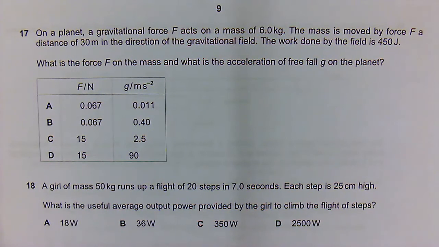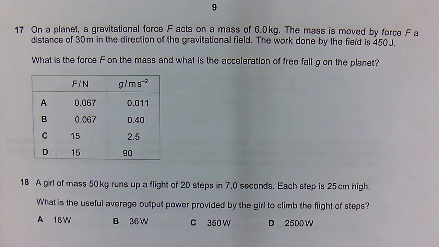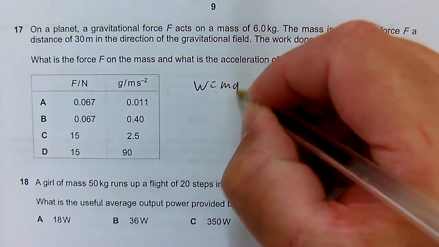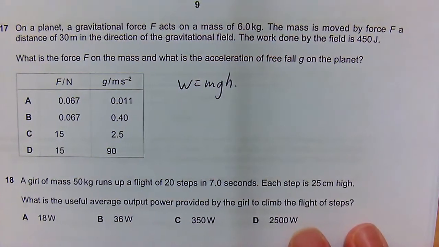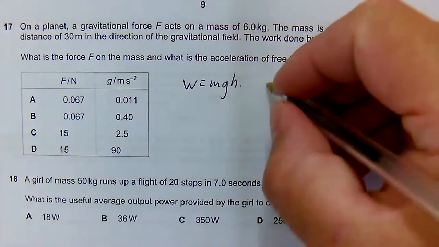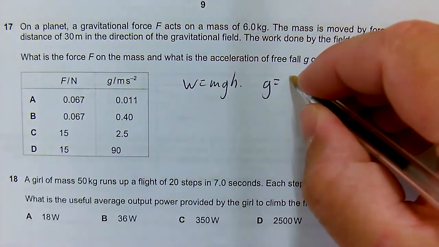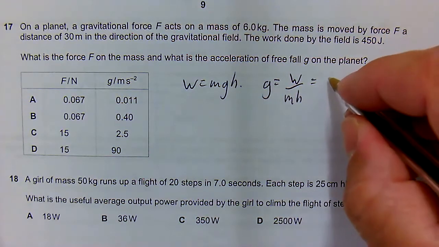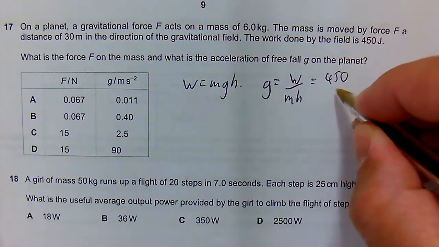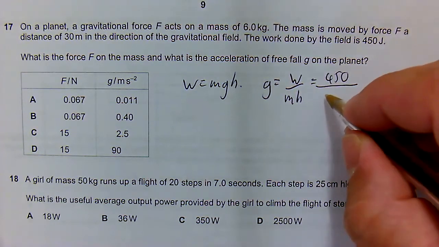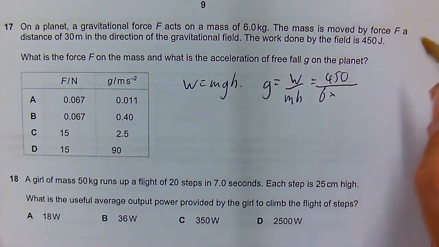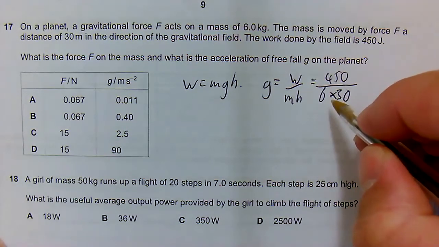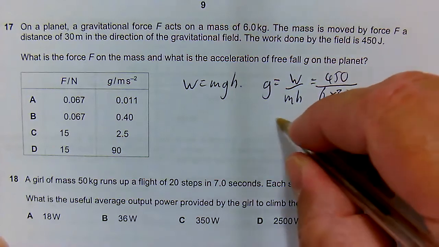So what are we doing here? We're trying to work out the force and the mass. So we've got to work out g first. Well, we know that the work is mg times the change in height. You could put a delta in front if you want to be very precise about this. So to work out g, g is going to be the work done over the mass times the change in height. So the work done is 450 divided by a mass of 6 kilograms multiplied by a height of 30 meters. And that should come out to be 15.